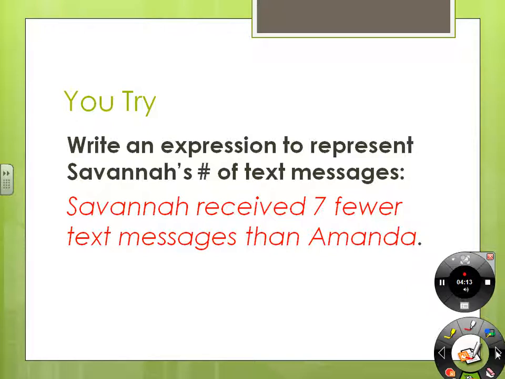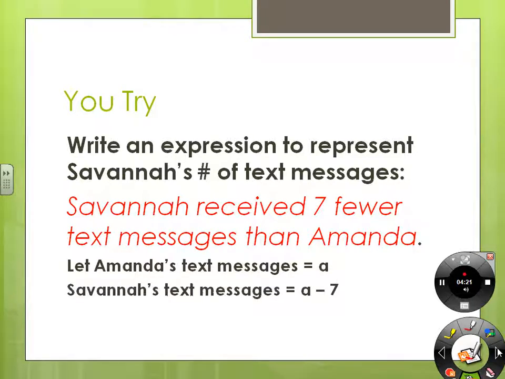All right, so checking this, I'm going to call Amanda's text messages A. Now, if you didn't use that, you could use a different variable. So Savannah's going to have A minus 7. The minus 7 comes from 7 fewer text messages than Amanda. And this time it was just one thing. It just said 7 fewer. There was nothing else, so that's enough.